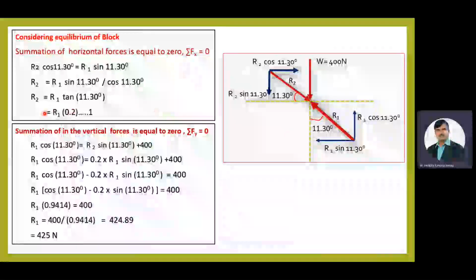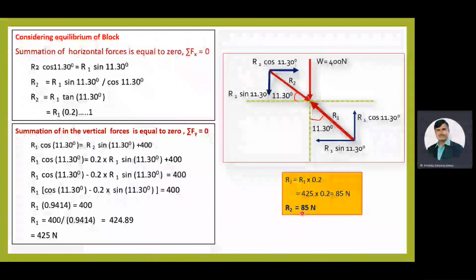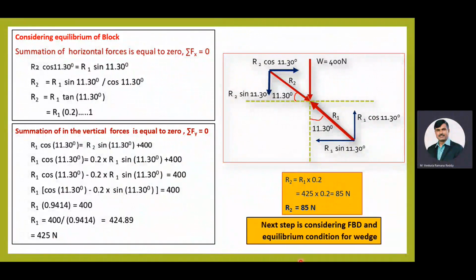We know that R2 is equal to R1 into 0.2. Then substitute R1 equal to 425 Newton in this equation. Then the R2 value becomes 85 Newton. That is, R2 is equal to 85 Newton. R1 is equal to 425 Newton. Then we'll move towards drawing the free body diagram for the wedge and considering the equilibrium condition for the wedge.